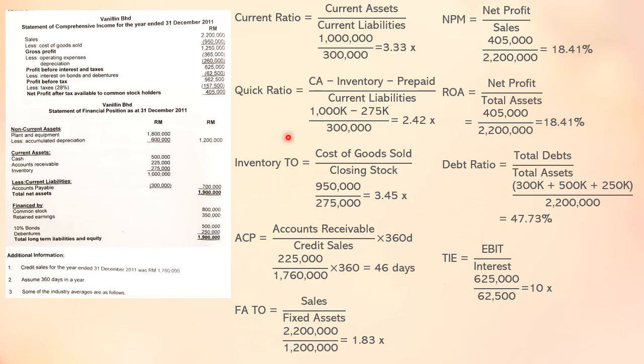ROA is the same because coincidentally, sales and total asset are the same. So 18.41%. For debt ratio, we take the total debt, which is current liability 300,000 plus bond 500,000 plus debenture 250,000. Divide by total asset 2.2 million, you get 47.43%. For the EBIT, it's given already to you, 625,000. You divide by interest 62,500, you get 10 times of interest coverage. Right? Easy, simple.